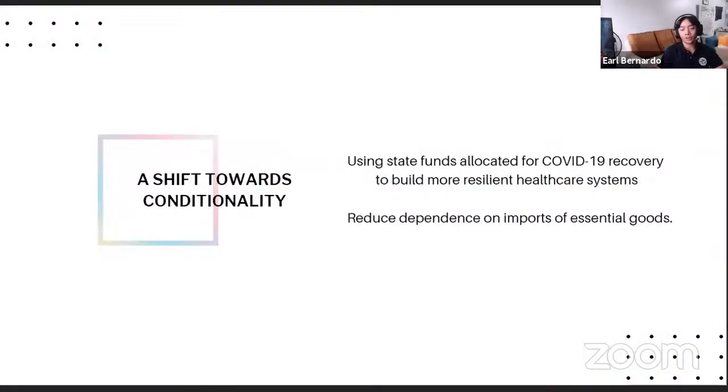And then, ano nga ba yung pwedeng sagot to COVID-19 since it is heavily affecting our economies. So, using state funds allocated for COVID-19 recovery to build more resilient healthcare systems or to reduce their dependence on imports of essential goods. This implies that the funds governments are allocating to mitigate the effects of the pandemic have become more conditional and could eventually lead to a healthier, more resilient, and productive economy.